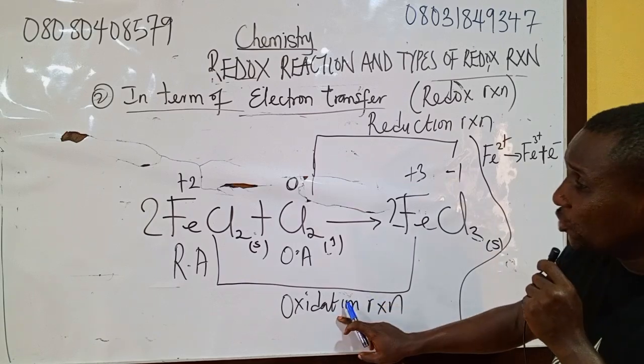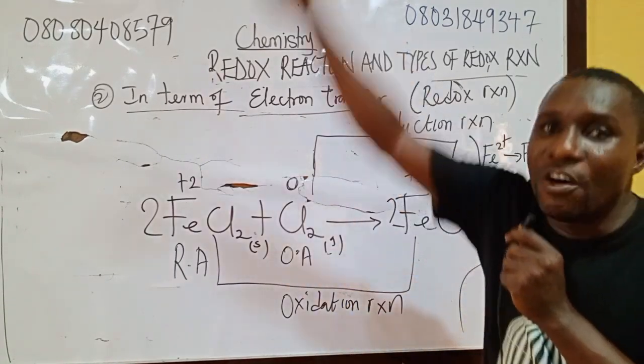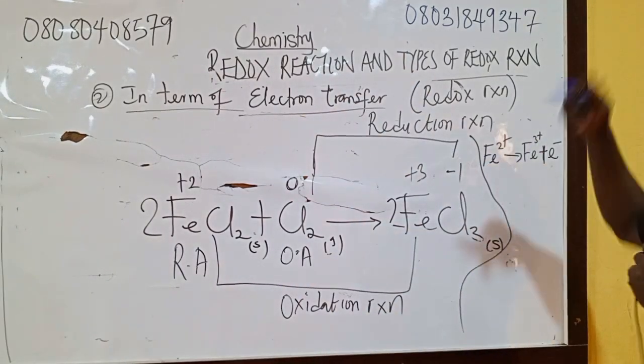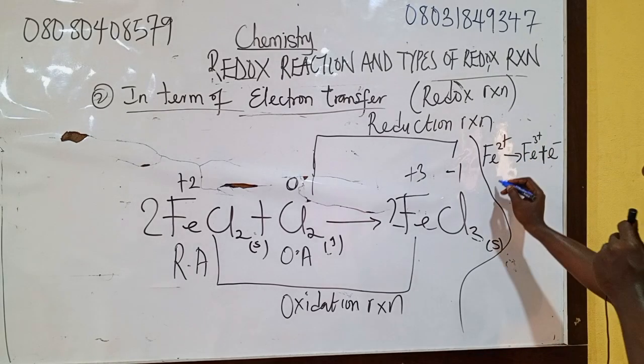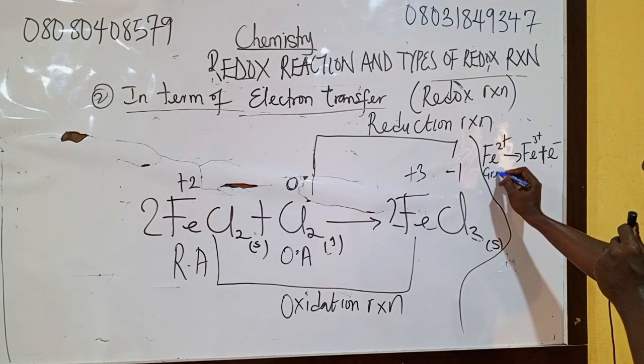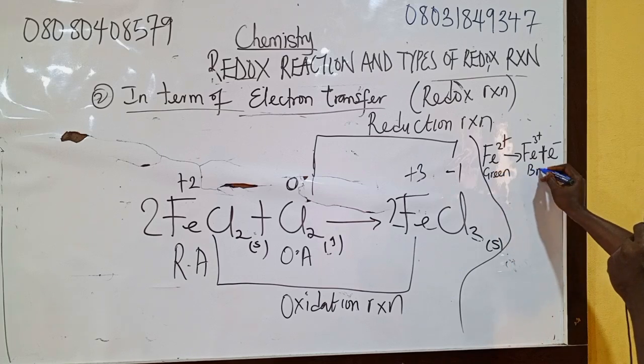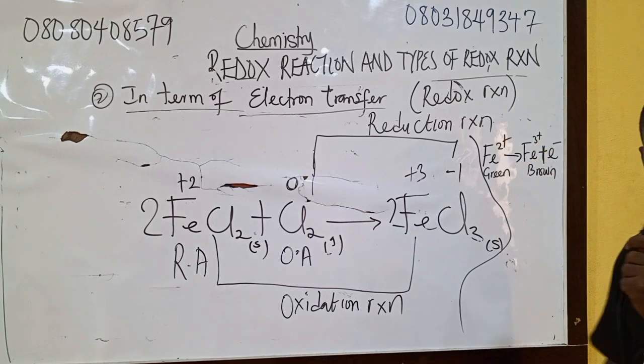That means oxidation reaction involves losing of electron. Iron 2 lost an electron to become iron 3. It lost 1 electron. Therefore, don't forget, the color of iron 2 is green. Iron 3 is what? Brown, rust iron. That is iron 3, brown in color.